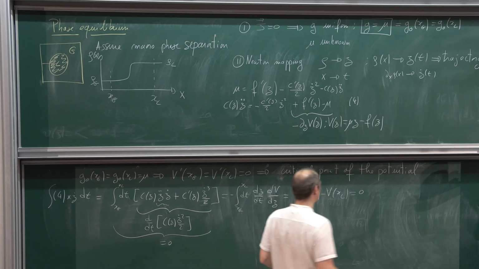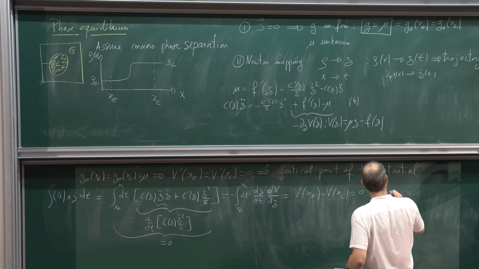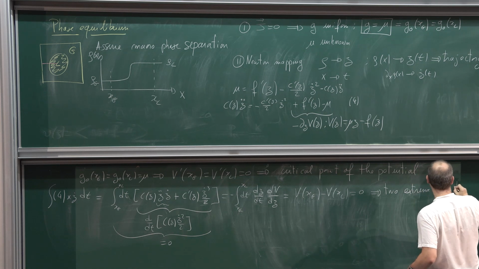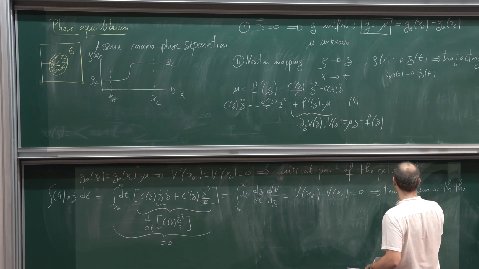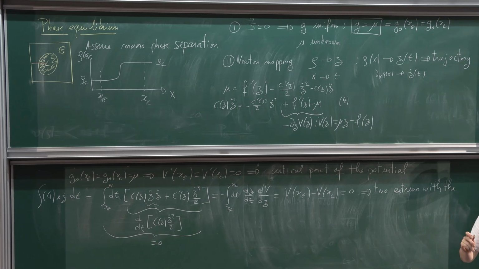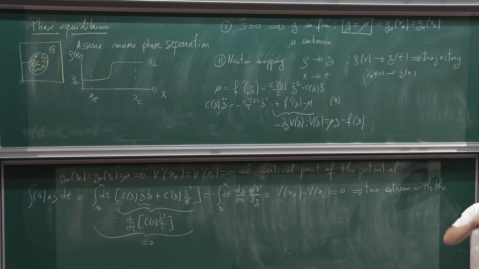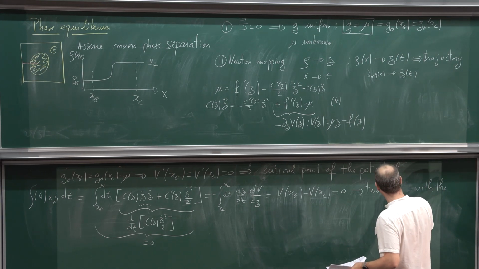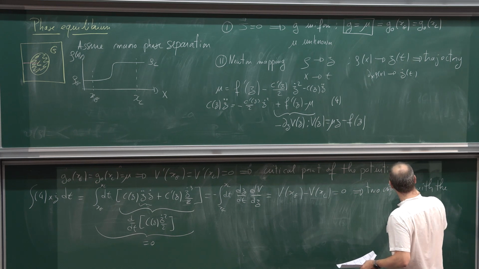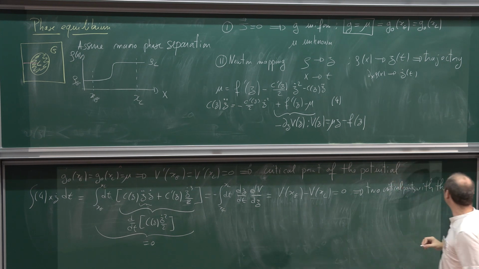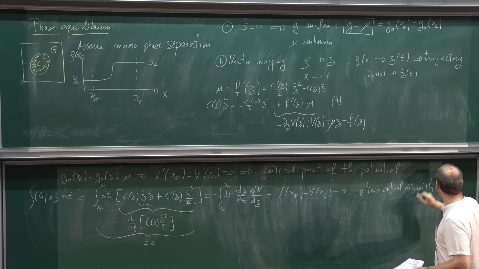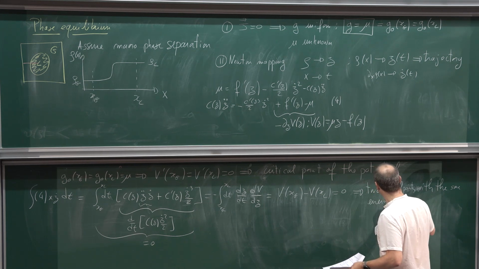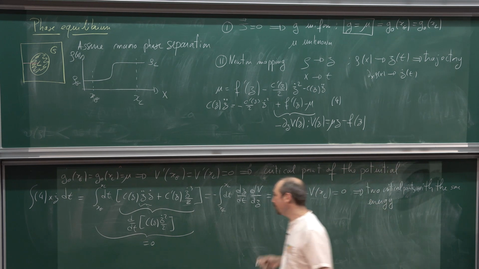Okay. So you know, the two extrema with the same energy, with the same V. V prime equals 0? Well, okay, they could be saddles. Yeah, the two critical points with the same energy. Okay?